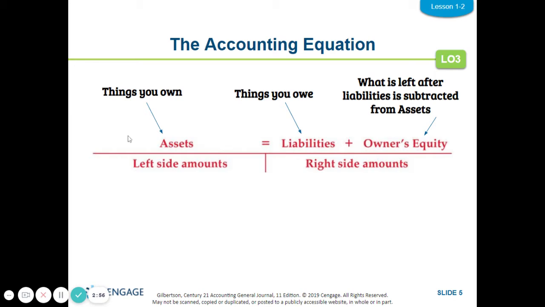And that's all. We are going to be using this accounting equation until the day you stop doing accounting, because it is the heart and soul of accounting. You have to memorize it. You have to know it. Assets equals liabilities plus owner's equity. Assets are on the left side of the equal sign. Liabilities and owner's equity are on the right side of the equal sign. So when they say left side, right side, they're talking about that equal sign.